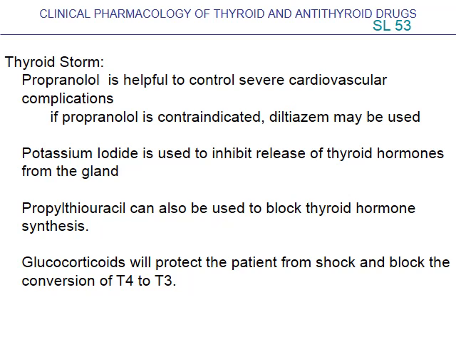Now, if propranolol is contraindicated, diltiazem may be used. Potassium iodide is used to inhibit release of thyroid hormones from the gland. Propylthiouracil may be used to block thyroid hormone synthesis. Glucocorticoids will protect the patient from shock and block the conversion of T4 to T3 by inhibiting 5' deiodinase.